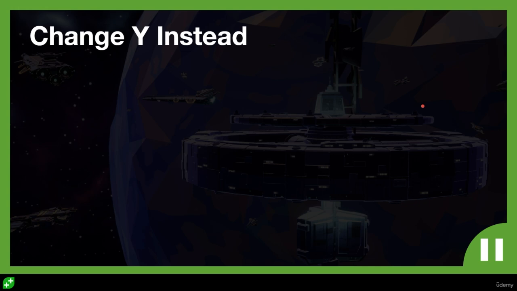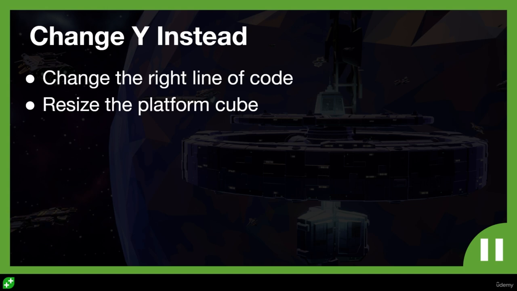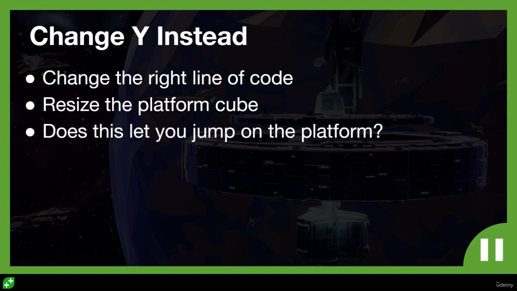So I'd like you to have a go at changing Y instead of changing Z. So change the correct line of code. You may need to change this in more than one place. Resize the platform cube so that it is a good platform for you to jump on, and see if now updating Y instead of updating Z allows you to jump onto the platform. Pause the video and have a go.